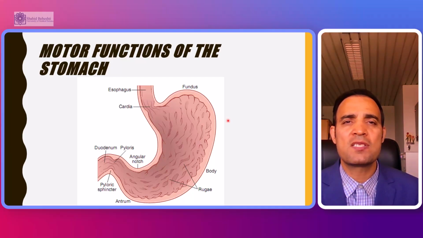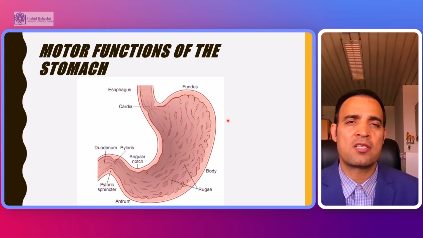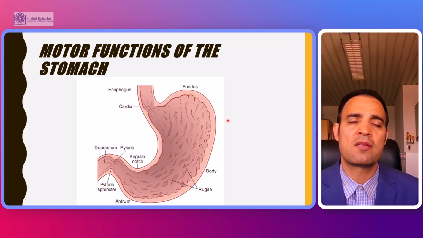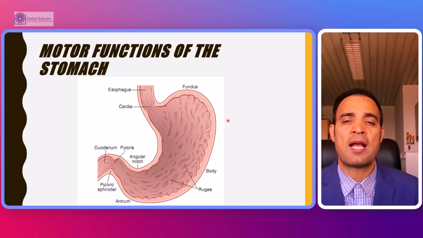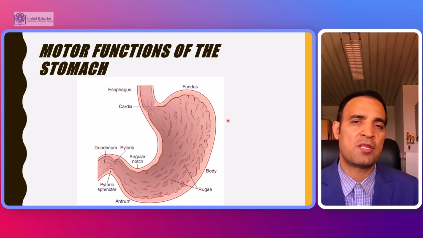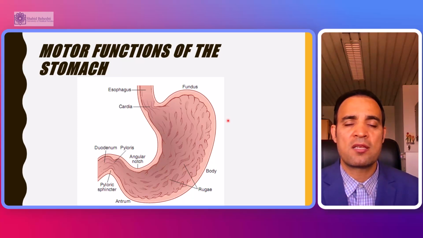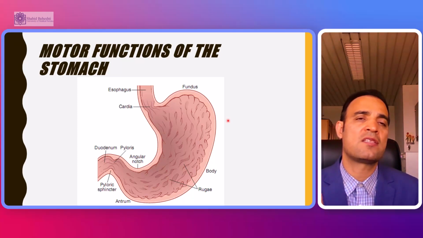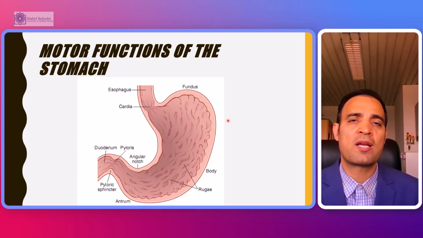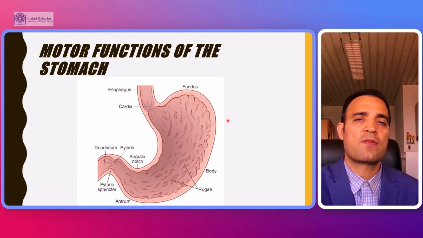Because the timing of this file is a little lengthy, it reached about 37 or 38 minutes, and we have a limit in our length of the file. I will stop this part here and we will continue the motor function of the stomach in the next file.